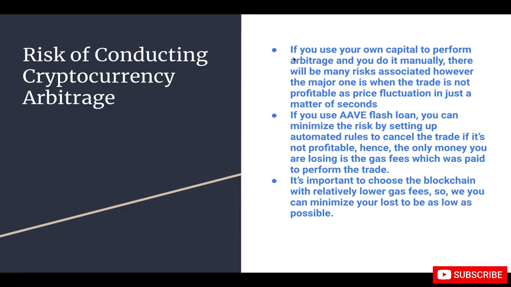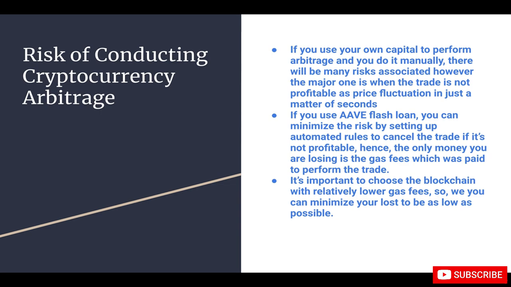If you use your own capital to perform arbitrage, assuming that you don't use a flash loan, you use your own money as your investment, and you do it manually, there will be many risks associated. However, the major one is when the trade is not profitable, as the price fluctuates in just a matter of seconds. So let's say I don't do a flash loan.